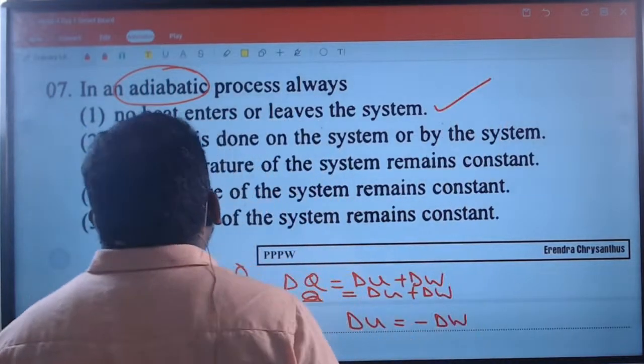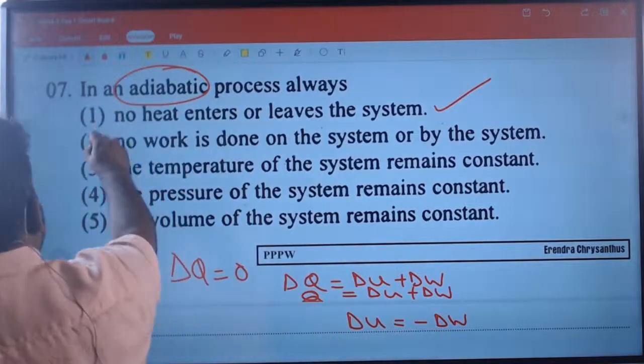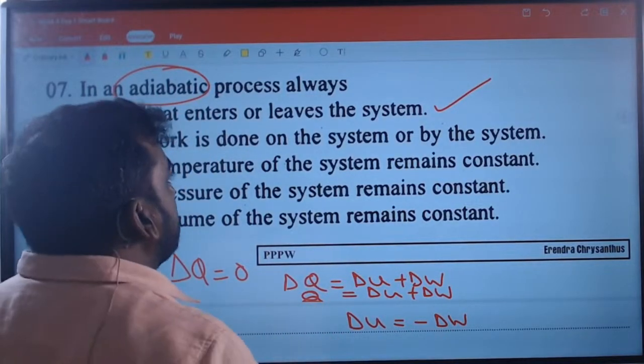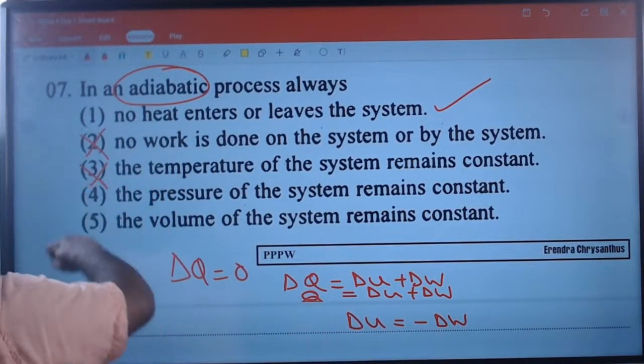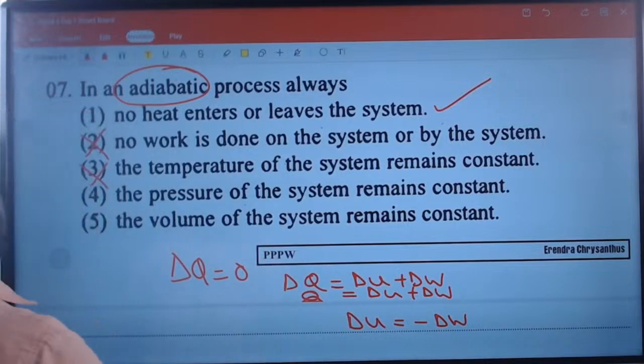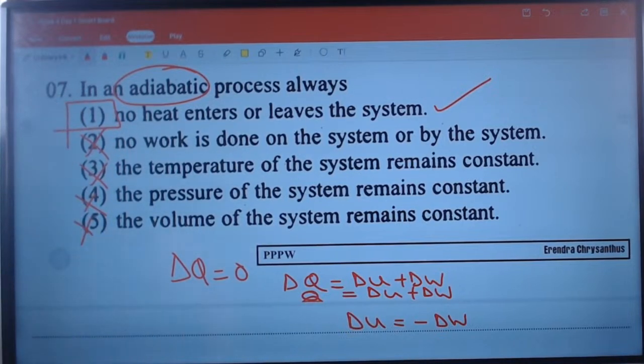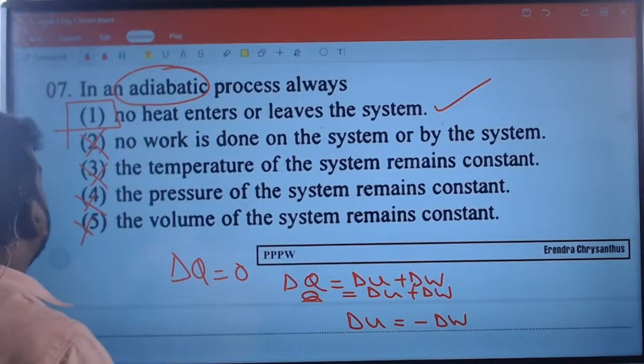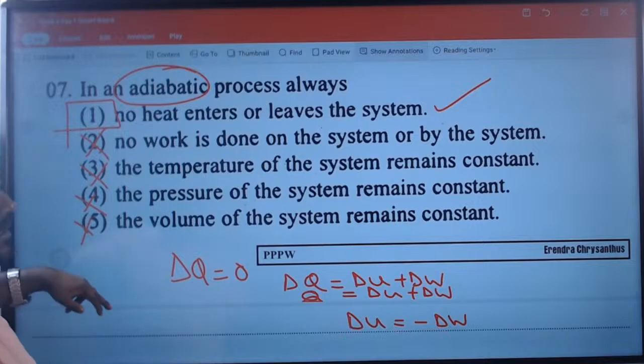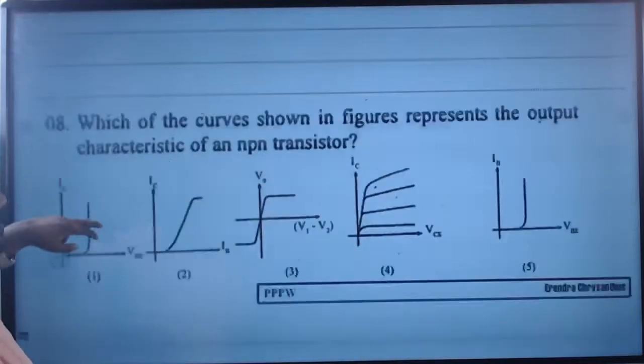No heat enters or leaves the system. Correct. No work is done. That's wrong. Temperature of the system remains constant. That is isothermal. Pressure of the system remains constant. No, wrong. Volume of the system remains constant. Wrong. Only correct answer is answer number 1. Okay. Right. Moving on.